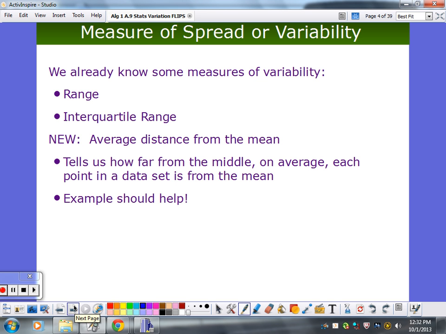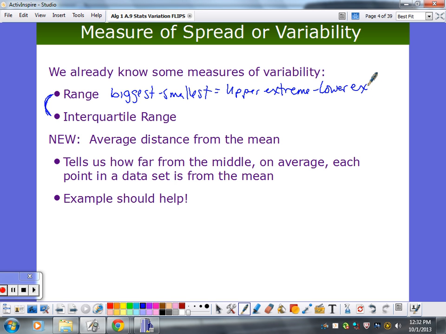And we know some. What's range again? Right, the biggest minus the smallest. Using the words that we used for the box and whisker, upper extreme minus lower extreme. If you were using the calculator, it said max x minus min x. That's how you get the range: the biggest value minus the smallest value.